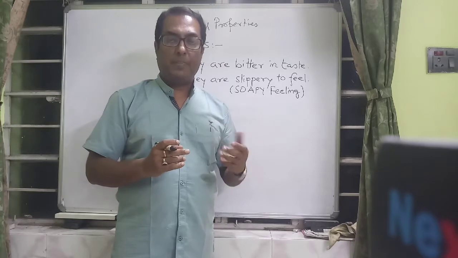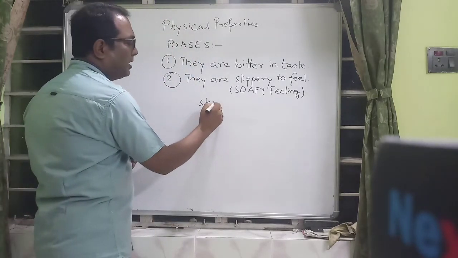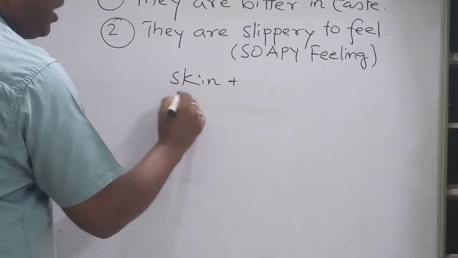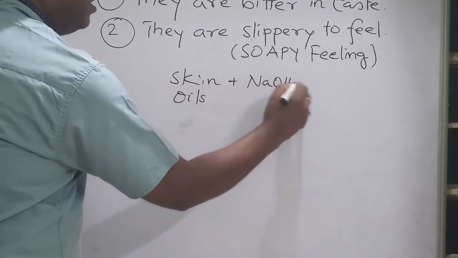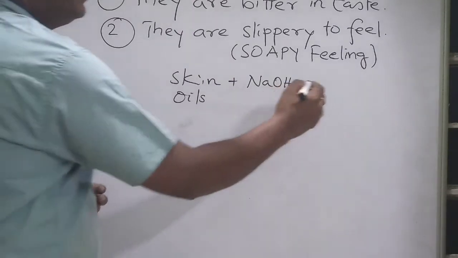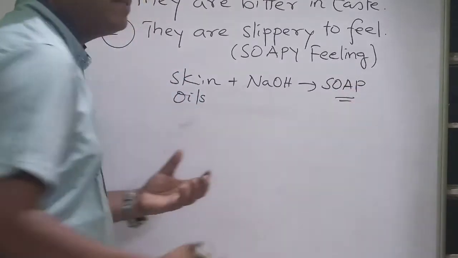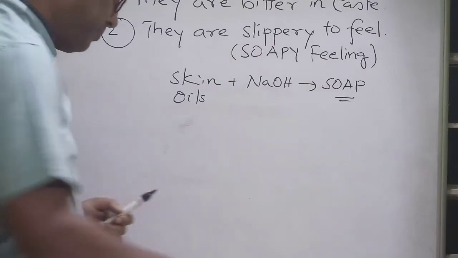So students, whenever we have on our skin, the skin oils plus sodium hydroxide or potassium hydroxide or calcium hydroxide, it is going to make soap, and this soap helps us to feel slippery or have a soapy feeling.